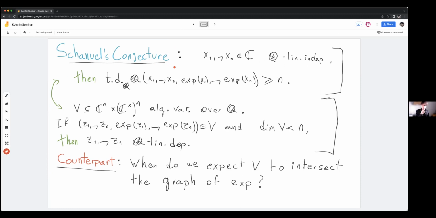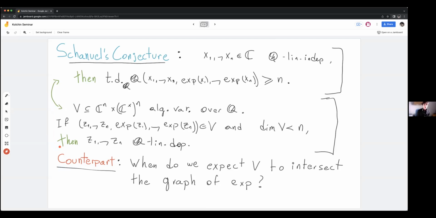And so you might start wondering, well, is that the only thing that we would like to know about the exponential function? Is this the one question about exponentiation? Okay, so my point is that it's not. And in order to introduce another question that doesn't exactly follow from Schanuel's conjecture, the first thing I want to do is rewrite Schanuel's conjecture in this other equivalent formulation.